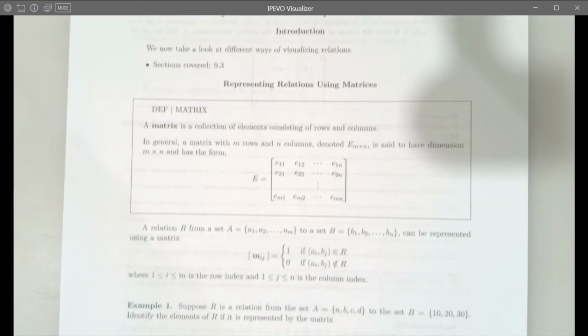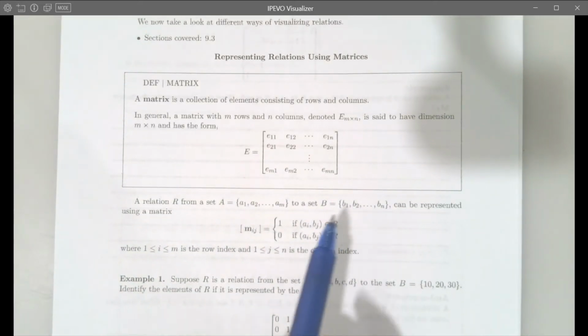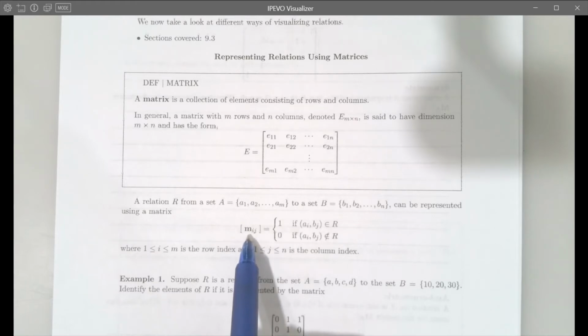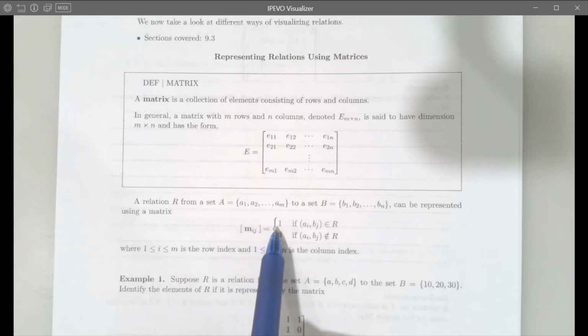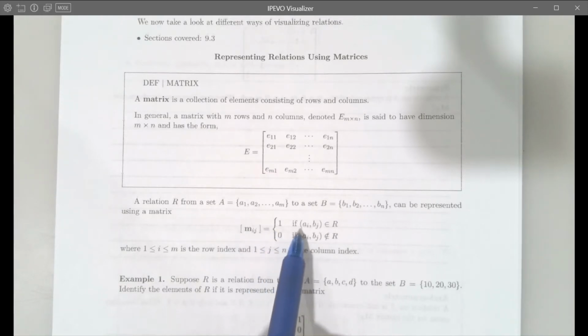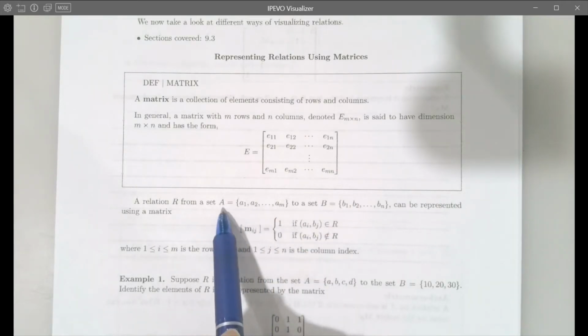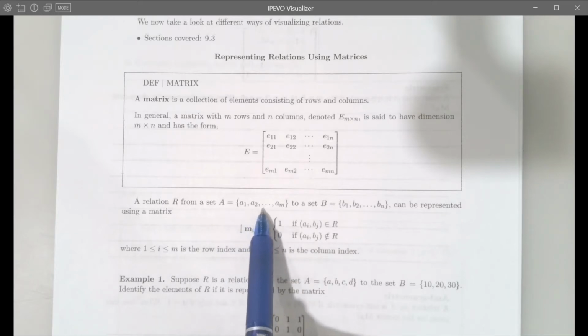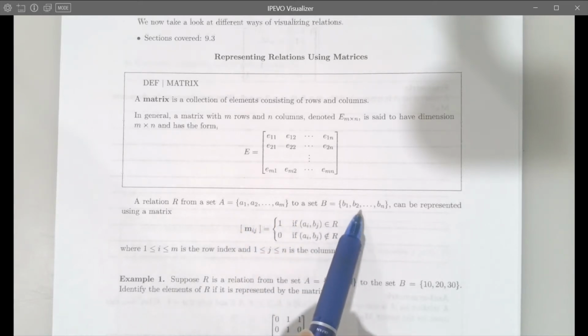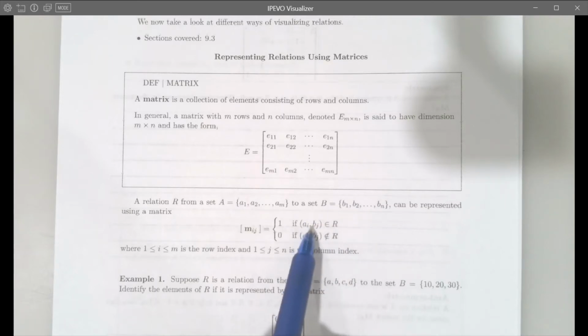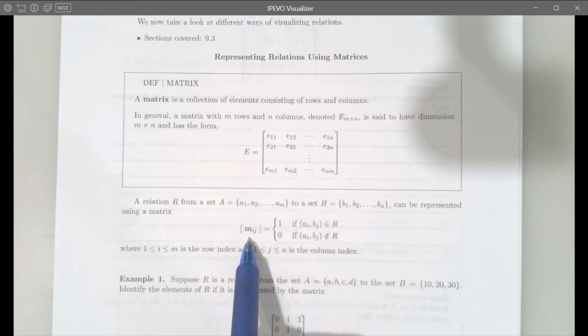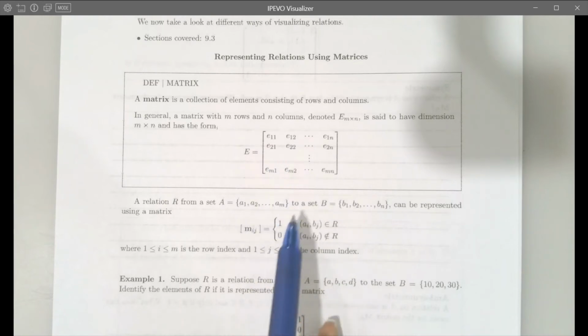So we're going to be using matrices to represent a relation R, and the way that we're going to be doing it is by letting the matrix consist of elements mij, so that means on the ith row, jth column, we'll have a number 1 if the ordered pair ai comma bj is part of the relation. What that means is that if the ith element of the set of inputs paired with the jth element of the set of outputs is part of the relation, then the ijth element in the matrix will be a 1. Otherwise, it's going to be a 0.